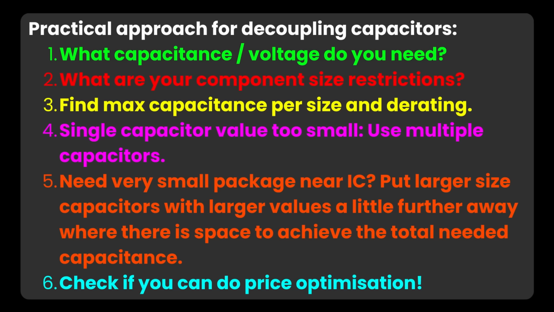So in order to do that you need to take a few steps. First you find out what capacitance and voltage you need. Next, you figure out what size restrictions you have on your components. Then you find the maximum values for those sizes and check the DC and temperature derating values. Now, if you can achieve the needed value with a single capacitor, then you're done. Otherwise, you have to use multiple capacitors in parallel. Sometimes you're forced to use a very small package, near a fine pitch IC for instance. So you find the biggest value in that package and place that as close as possible to the IC.